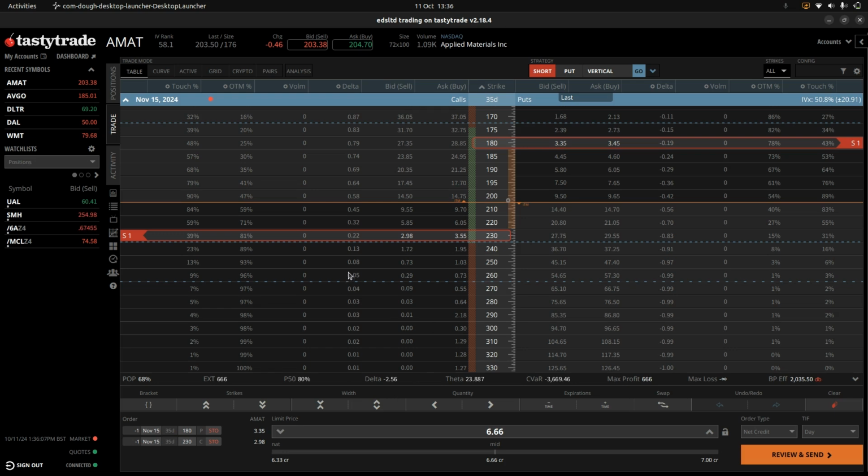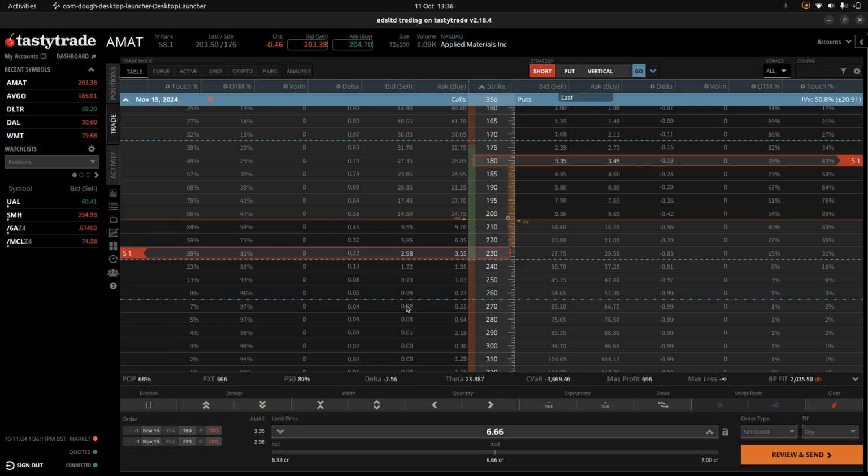So this is what the position looks like. We've got a 19 delta on one side, 22 delta on the other side. And as you can see, our contracts have landed very nicely just outside the expected move. The further outside the expected move you go, the less premium you will collect. So it is a bit of a balancing act to get it right and get the most bang for your buck.